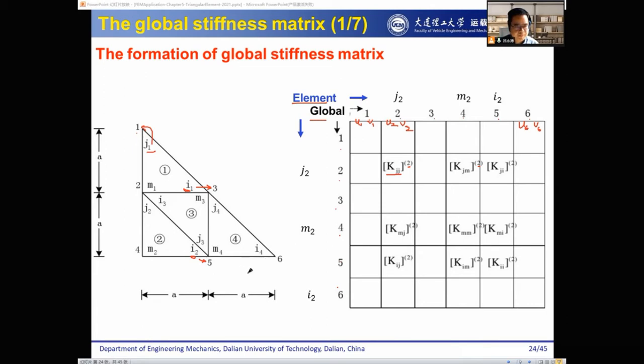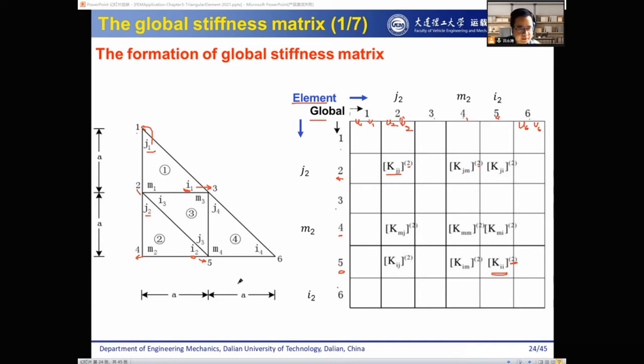Which means KII, so you see KII and 2, corresponds to 5. So we need to put it in row 5 and column 5. And the J2 corresponds to 2, which means KJJ will be in row 2, column 2. And M2 corresponds to 4, which means KMM will be in row 4 and column 4.